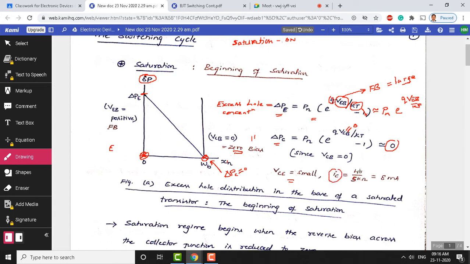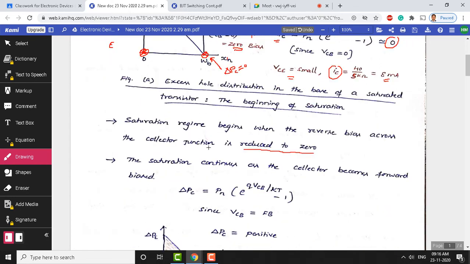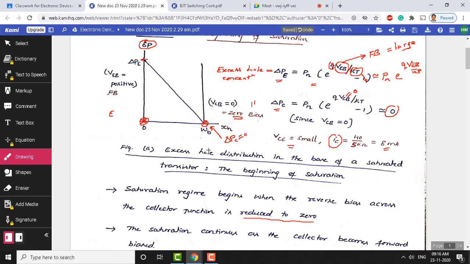IC is equal to 40 volts by 5 kilo ohm, that gives you 8 milliampere of current. Now, the entire current is due to the holes injected from emitter to the base. There is no collector voltage applied across the collector and the base. This is the commencement of saturation region. Any questions about this commencement of saturation? And let us see what happens when we apply forward bias now.